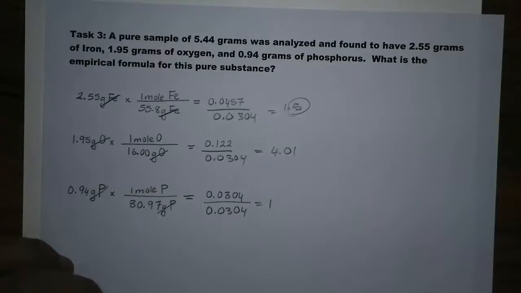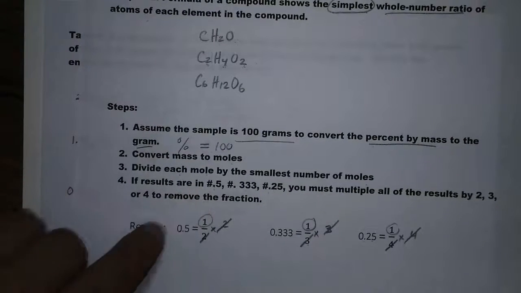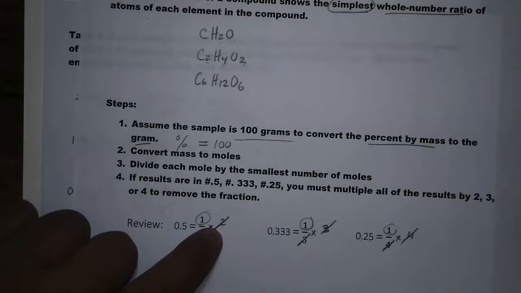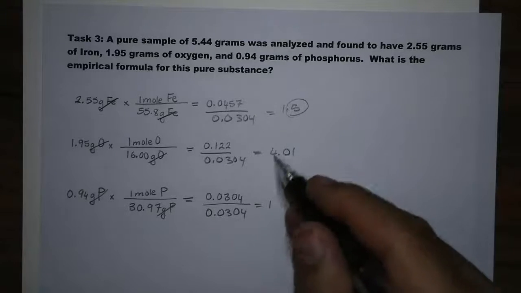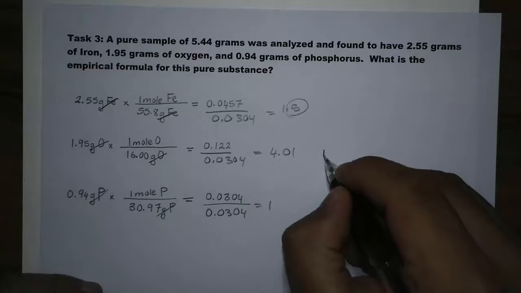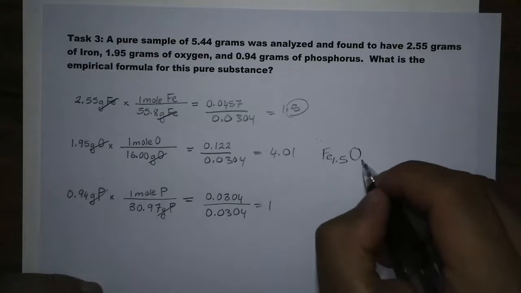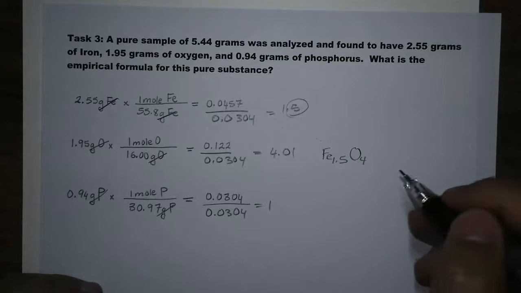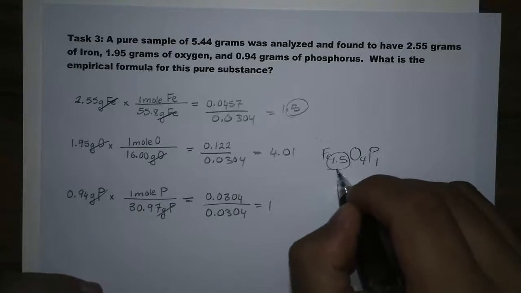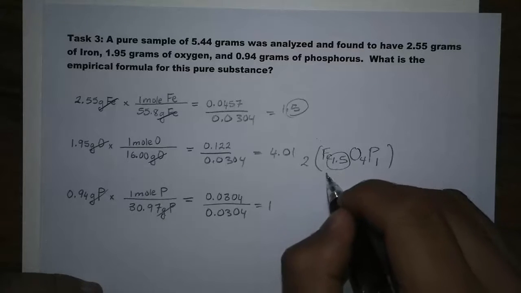So again, we have to go back and think in terms of how do I get rid of this fraction 0.5? 0.5 is equal to 1/2, so we have to multiply everything by 2. Because right now, if we were to interpret this in terms of a chemical formula, we would have Fe 1.5, and oxygen would be 4, and phosphorus would be just 1. But that right there is not a whole number, so we have to multiply them all by 2.